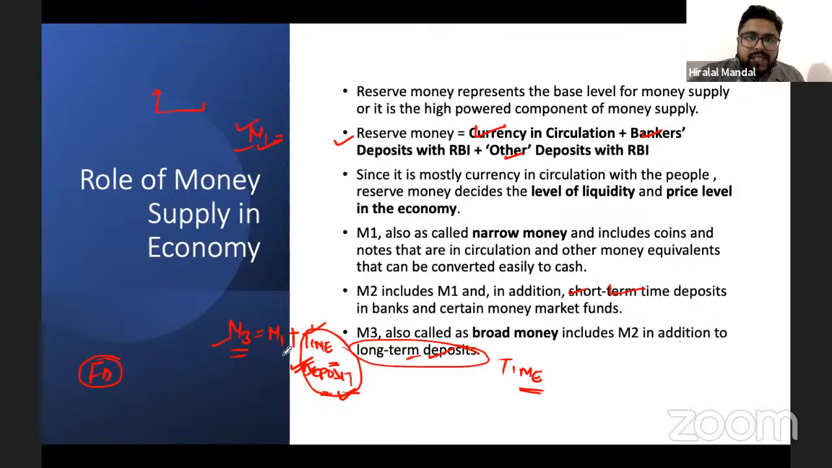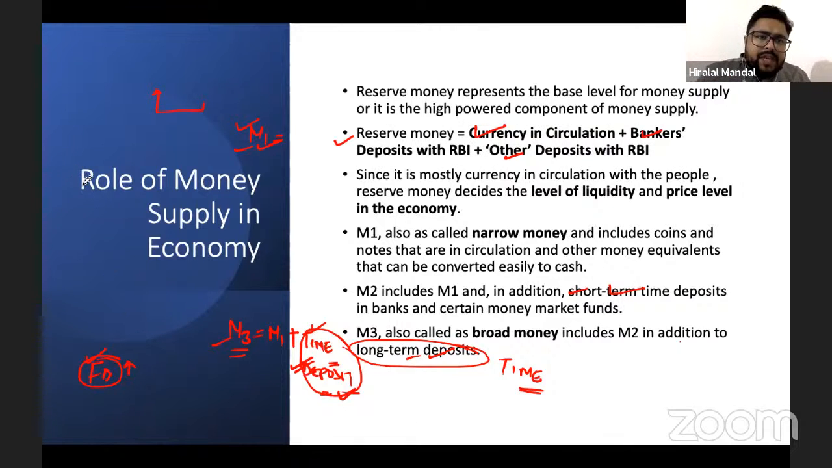So M3 is M1 plus time deposit. What I was telling you is that the fixed deposit has not increased in the economy. It means the banks are not receiving fixed deposits. Currently, if you look at the rate of fixed deposit, it has gone down to 6 to 6.5%.